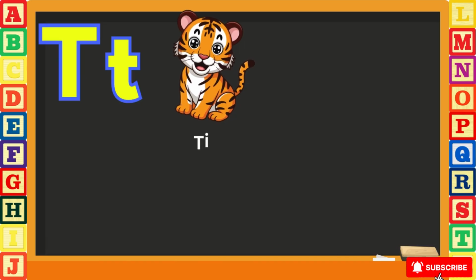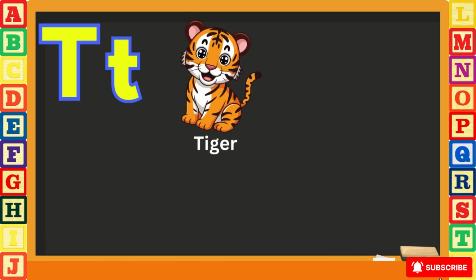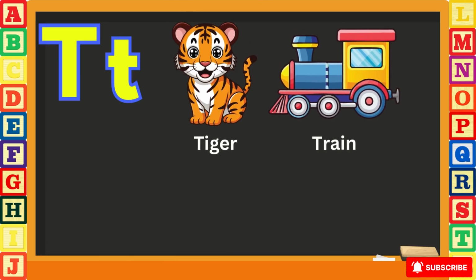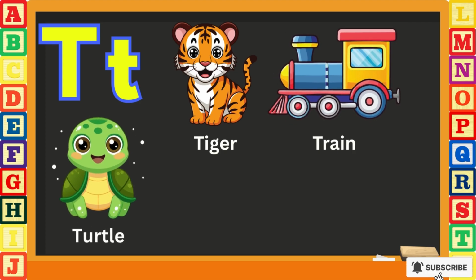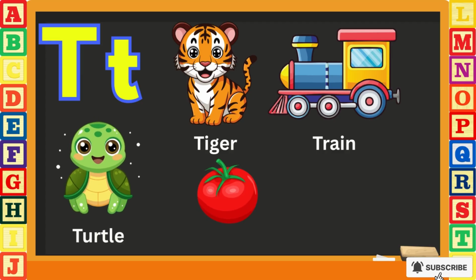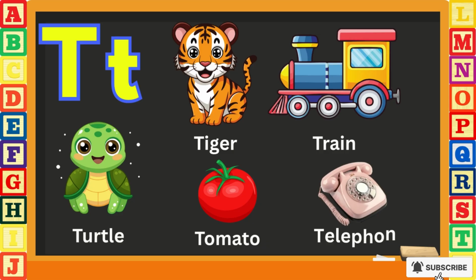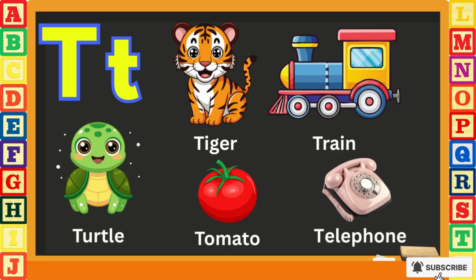T is for tiger. T is for train. T is for turtle. T is for tomato. T is for telephone. Wow!